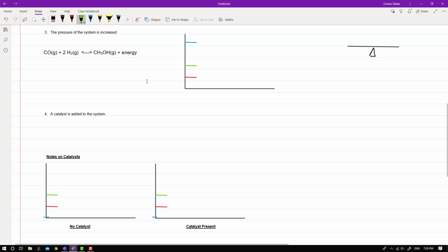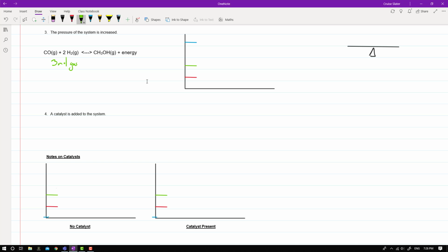This one doesn't really work as well on the teeter-totter example, so we're going to look at it just from a numerical value. When we're dealing with pressure, we have to look at the total amount of moles of gas. If we look at this here, we have 1 mole of carbon monoxide and 2 moles of hydrogen gas. That's a total of 3 moles of gas.